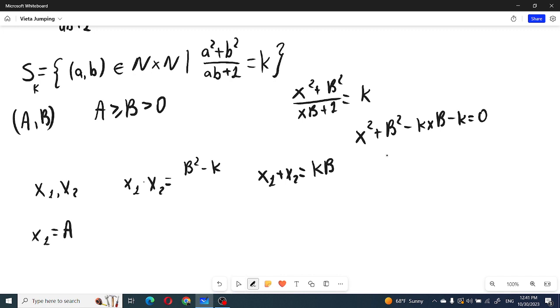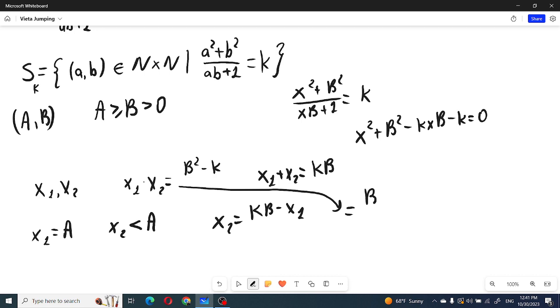And now we will see that x2 must be less than a. So if we found such a solution, then we will get the contradiction that a and b are the pair with the minimal sum. What can we say about x2? x2 must be k times b minus x1. So this number must be an integer. And from this equation, we get that x2 equals b squared minus k over x1. And clearly this equals b squared minus k over a.